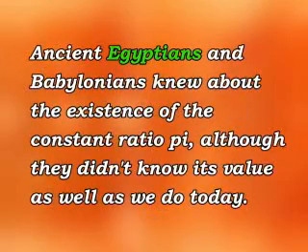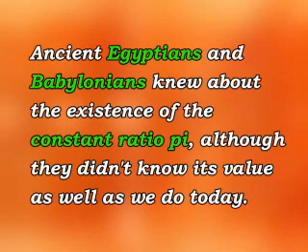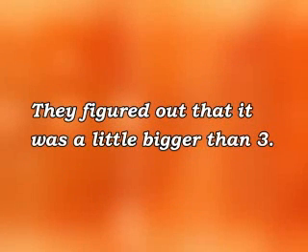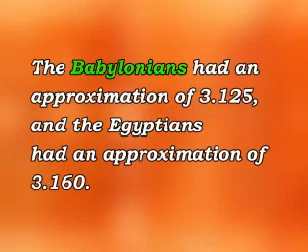Ancient Egyptians and Babylonians knew about the existence of the constant ratio pi, although they didn't know its value as well as we do today. They figured out that it was a little bigger than 3. The Babylonians had an approximation of 3.125, and the Egyptians had an approximation of 3.160.